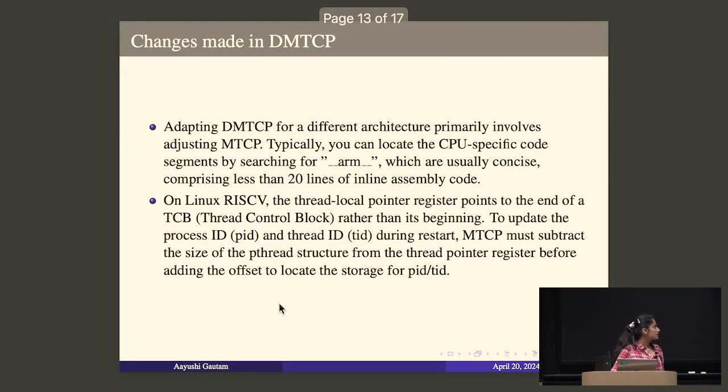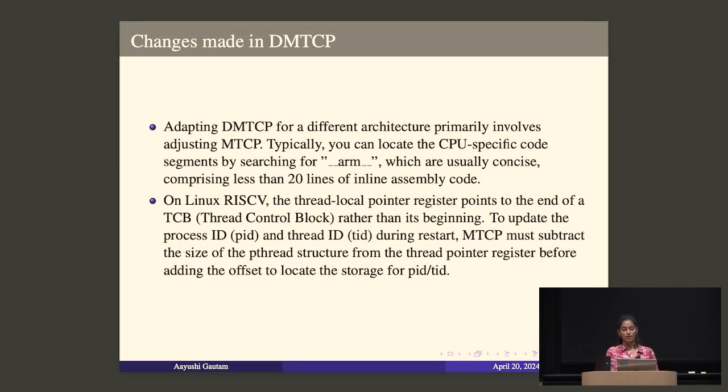Okay, so let's talk about what were the changes that I made in DMTCP, particularly to support it on RISC-V. When porting DMTCP to different architecture, the main focus lies on adjusting MTCP, that is the core component responsible for checkpoint and restart. The CPU specific code segments can often be identified by just searching ARM on the code base, and you can see there were only like 20 lines of inline assembly code that we need to change to support RISC-V.